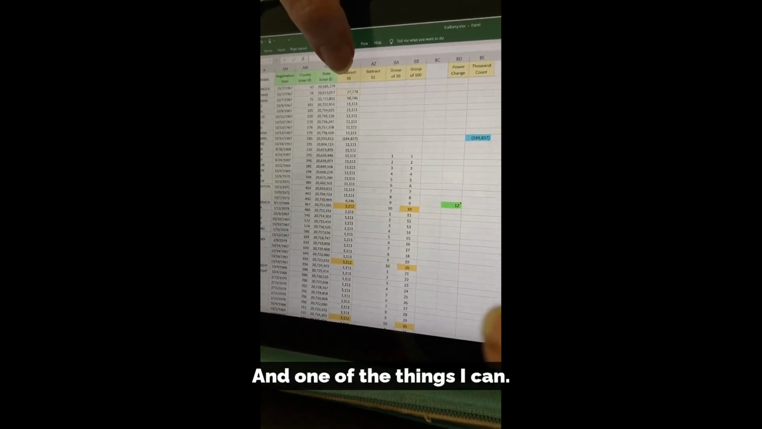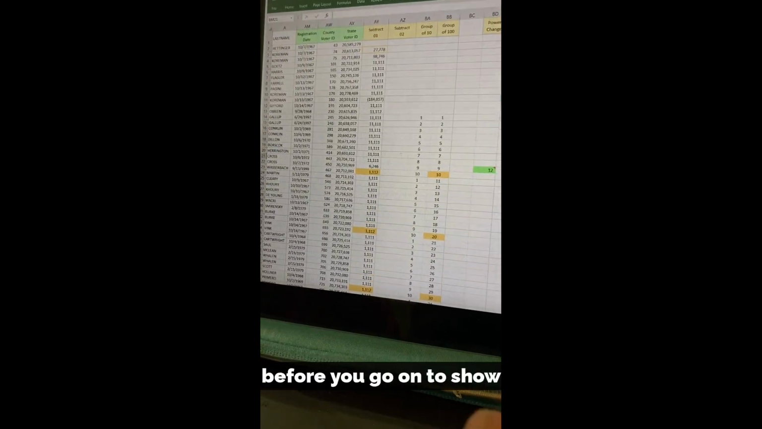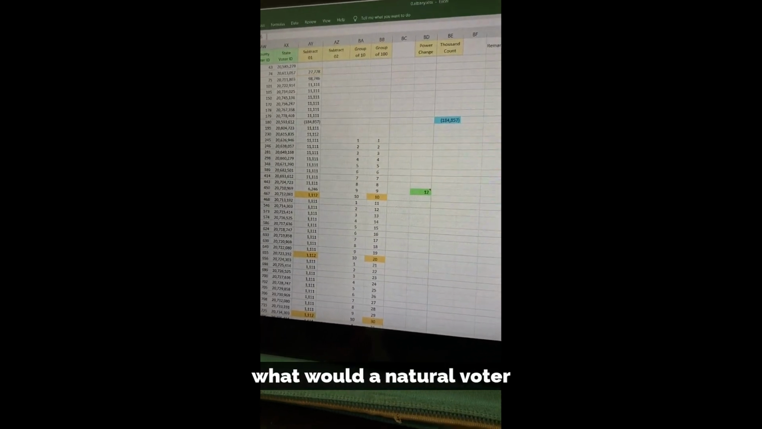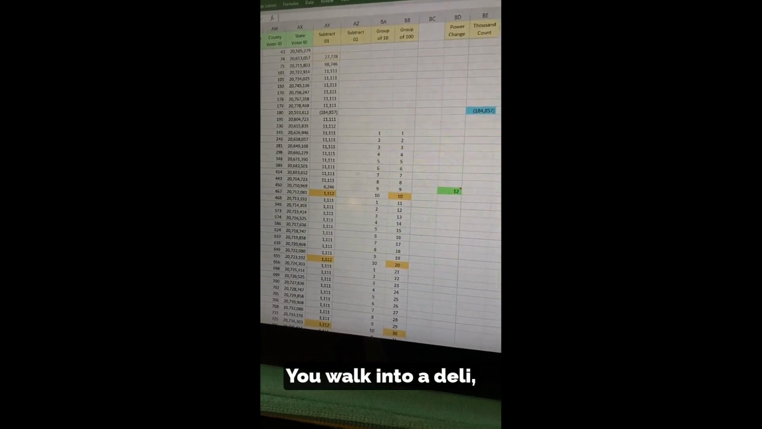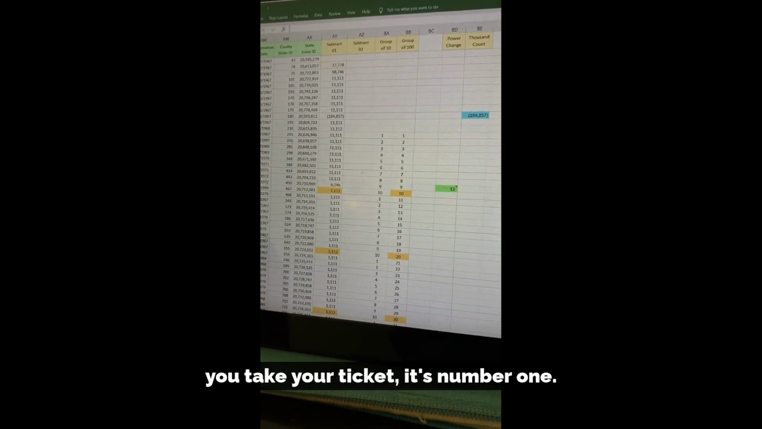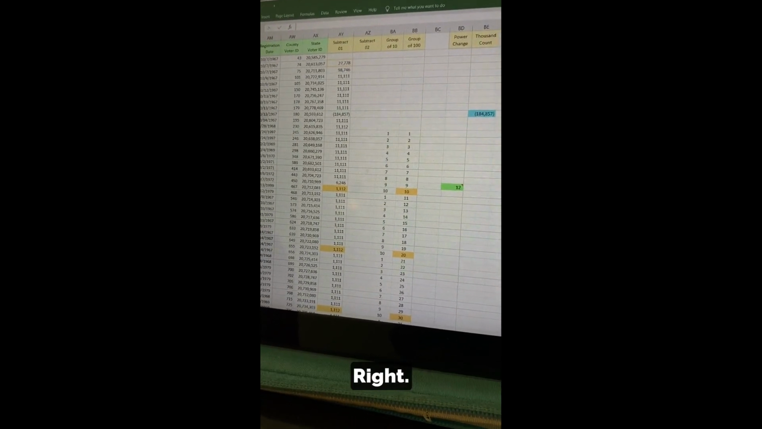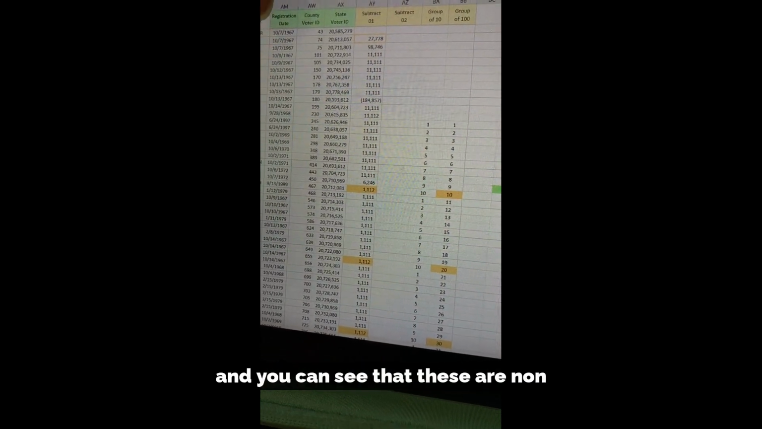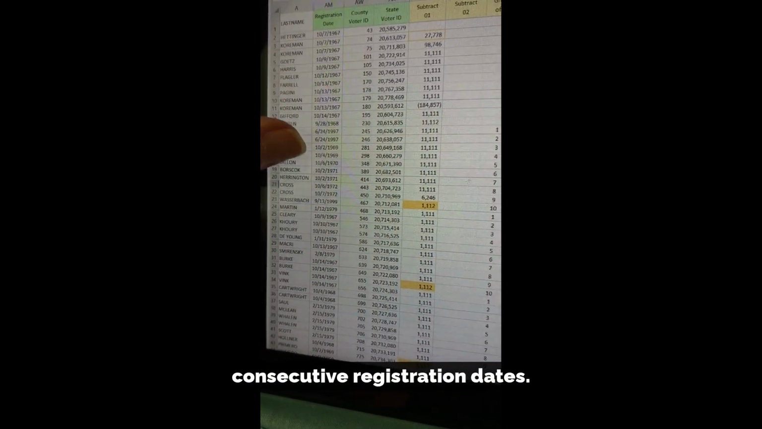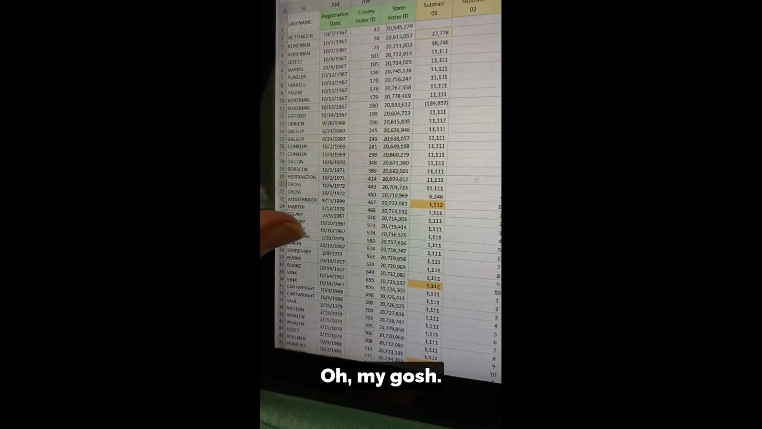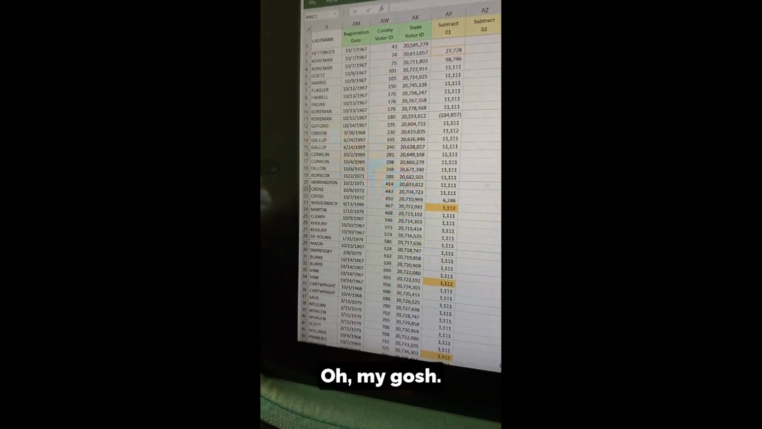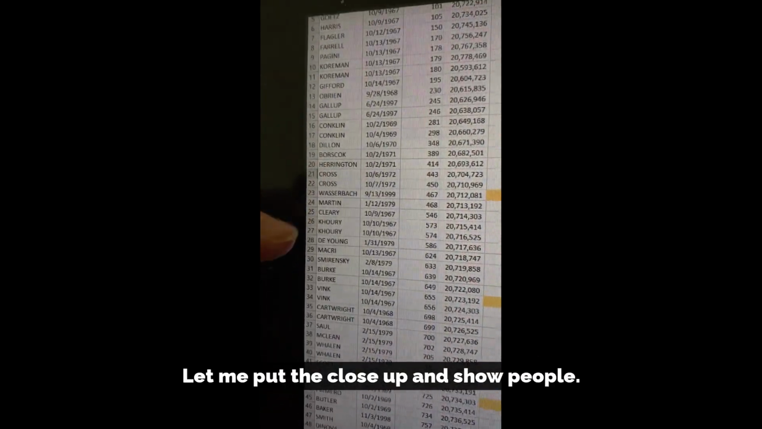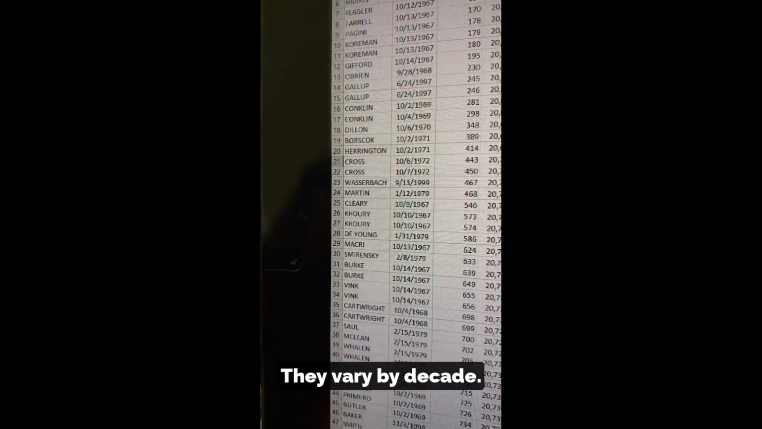Sorry to interrupt, but just to be clear before you go on to show me something else, what would a natural voter roll look like? You walk into a deli, you take your ticket, it's number 1. The person behind you gets number 2. However, as you can look at the registration dates, you can see that these are non-consecutive registration dates. You can see, oh my gosh, they vary by decades. Are you sure? Yeah. Let me get close up and show people. They vary by decades.